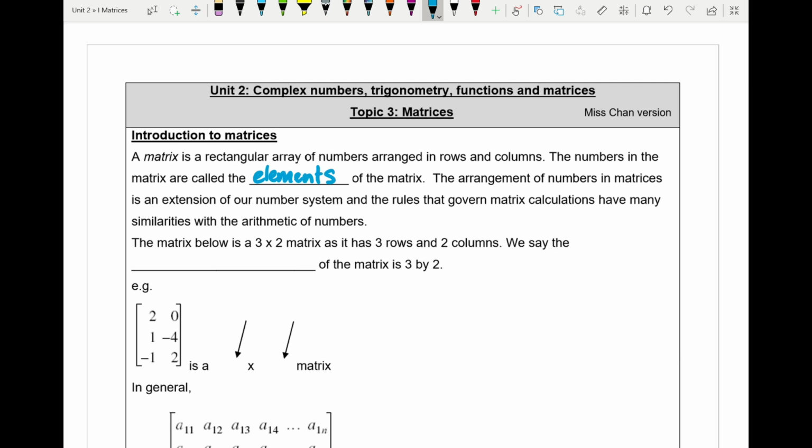3 rows and 2 columns. We say the size or order of the matrix is 3x2. So with that matrix, that is a 3x2 matrix, and it always goes row and then column. So row and then column.